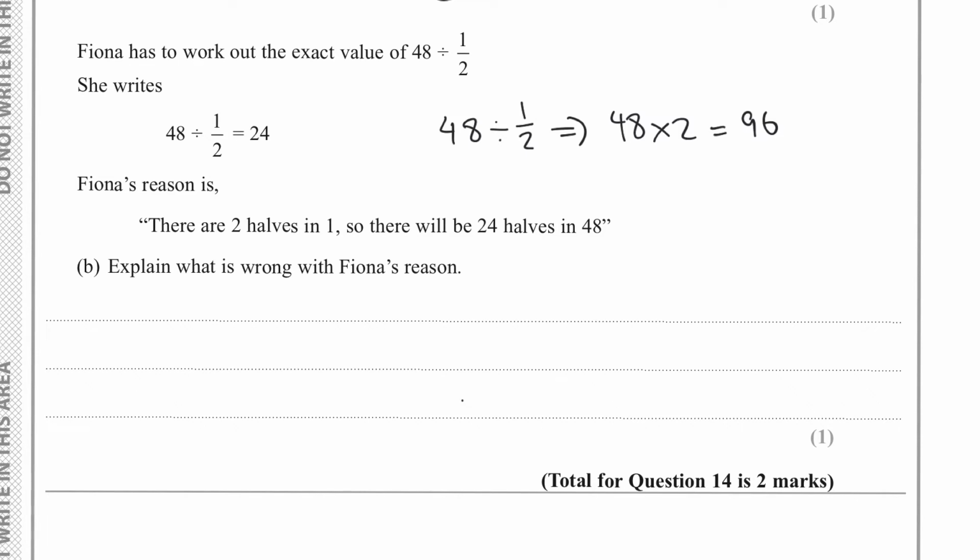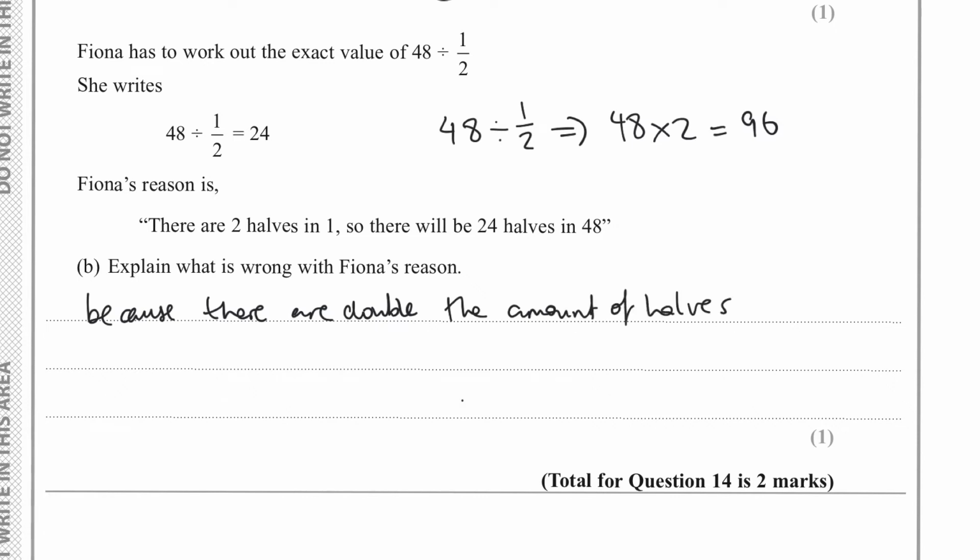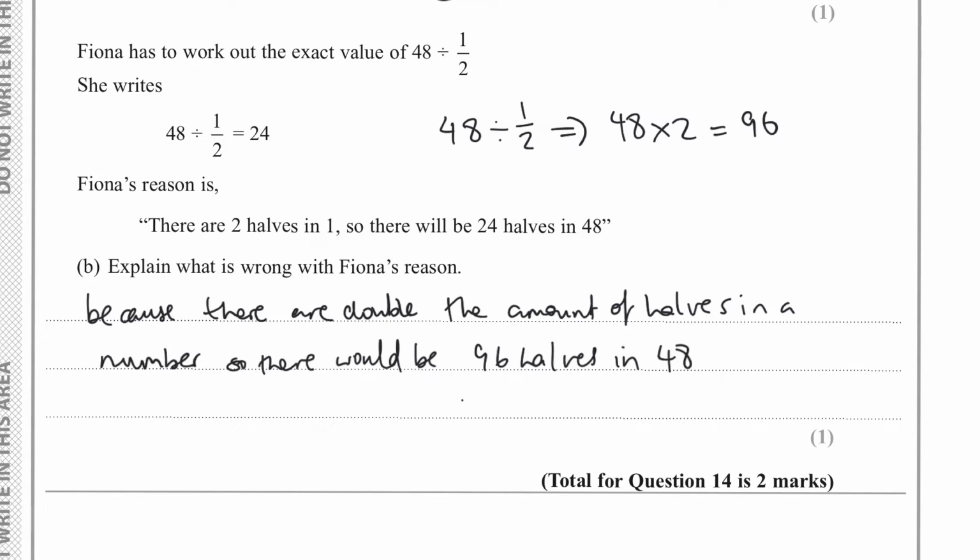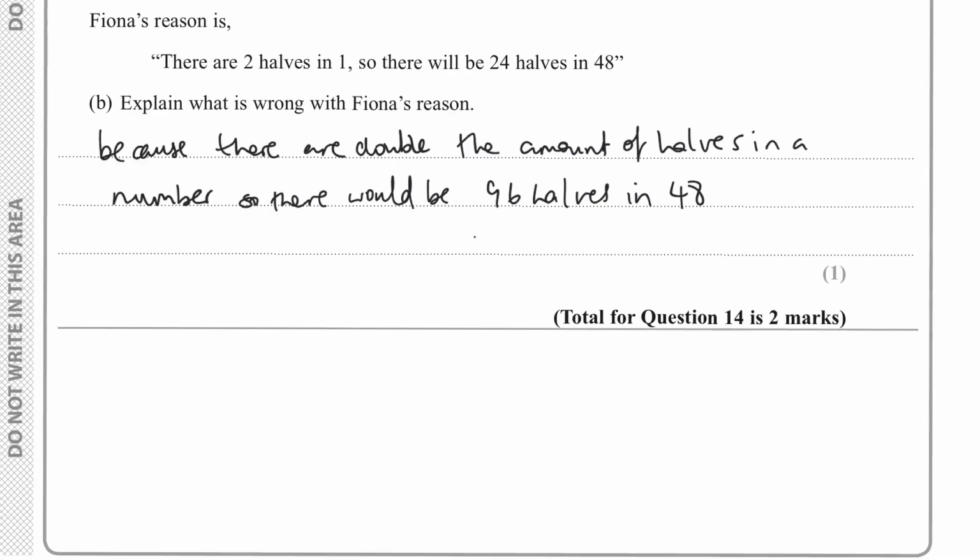So yes, she's right in terms of 2 halves being in 1, but therefore you would then double that amount of 48, and so you'd end up with 96. So because there are double the amount of halves in a number, there would be 96 halves in 48. So just something along those lines is fine.